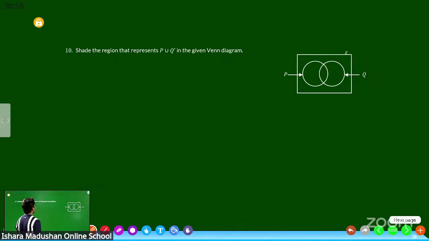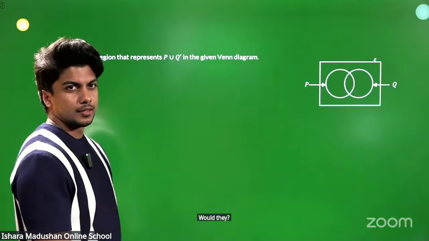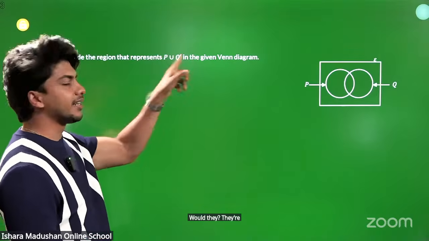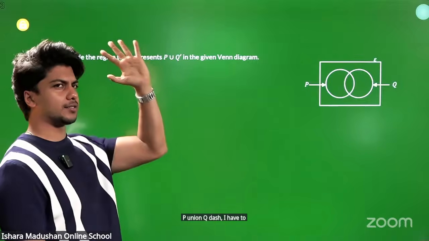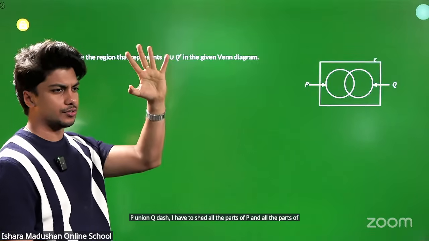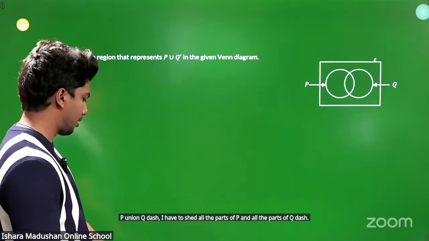They are asking P union Q dash. P union Q dash. I have to shade all the parts of P and all the parts of Q dash. Sorry. P union Q dash.